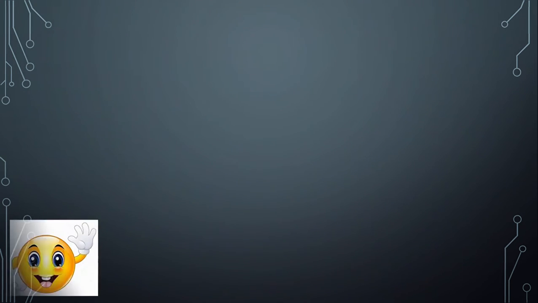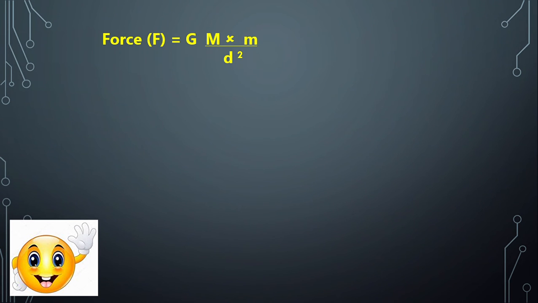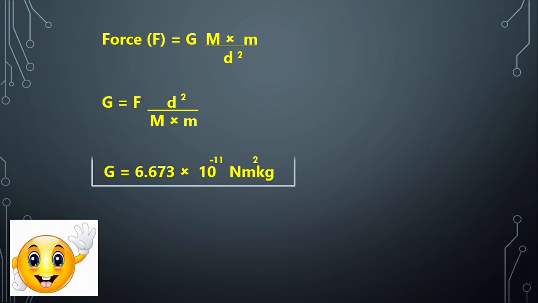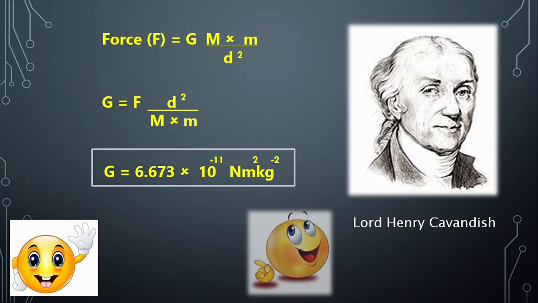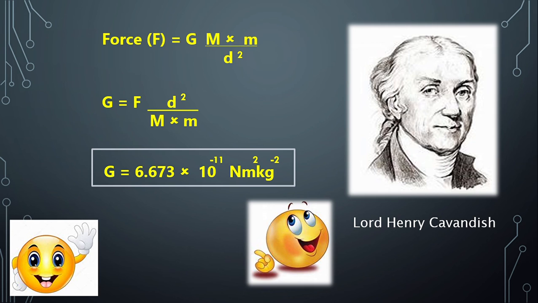The equation can be modified and written as G equals F times d squared over capital M into small m. The value of G was found out by Lord Henry Cavendish using a torsion balance. The universally accepted value of G is as shown.